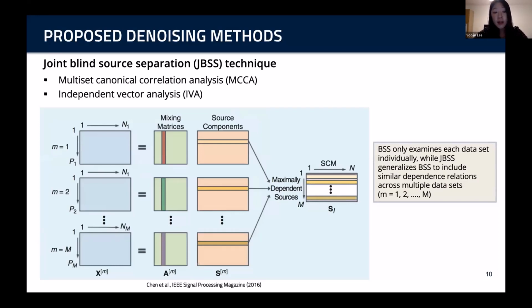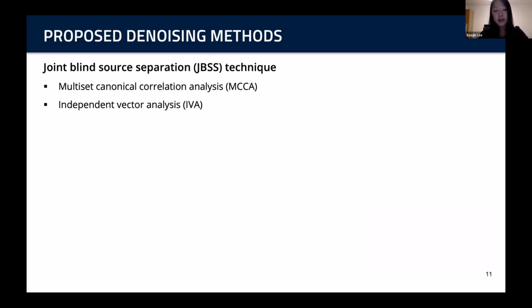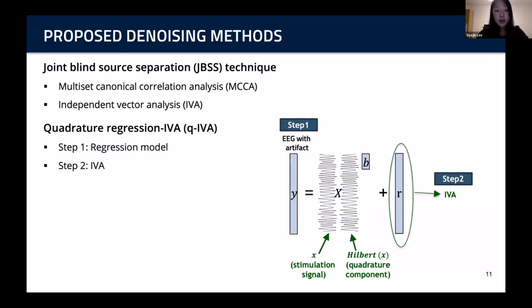So this fact enables us to segment the EEG data into multiple epochs and then apply this joint blind source separation approach. Using the technique, stimulation artifacts would come out as one of the source components that are dependent across multiple data sets. And our group also has proposed a new method called QIVA, which regresses out the stimulation signal and its quadrature component first, and then applies IVA to the residual.